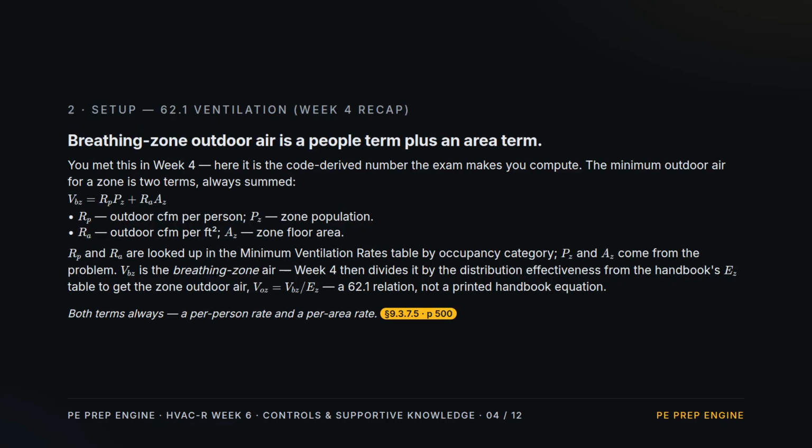Setup: 62.1 ventilation, the week 4 recap. Here it's the code-derived number the exam makes you compute. The minimum outdoor air for a zone is 2 terms, always summed. The breathing zone rate equals a per-person rate times the zone population plus a per-area rate times the floor area. The 2 rates are looked up in the minimum ventilation rates table by occupancy category. Population and area come from the problem. This is breathing zone air. Week 4 then divides it by the distribution effectiveness to get the zone outdoor air.